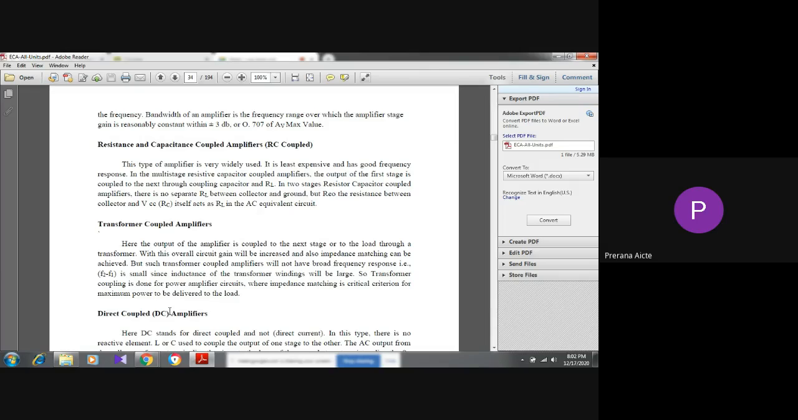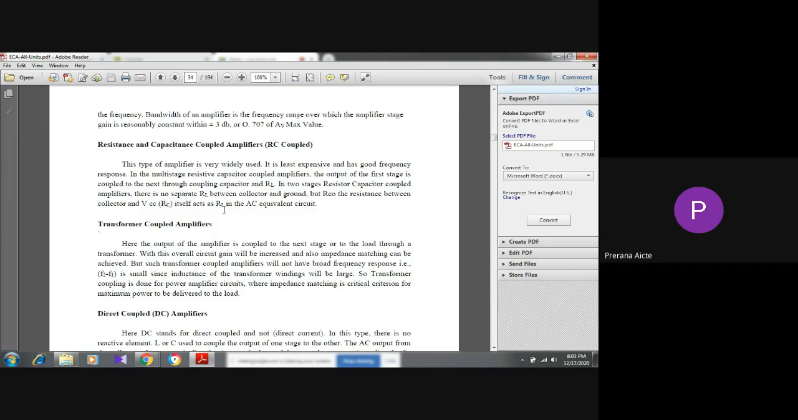And what are the points here? This type of amplifier is very widely used, it is inexpensive, and it has good frequency response. By using RC coupling, we may get a good frequency response. In the multi-stage RC coupled amplifier, the output of the first stage is coupled to the next through the coupling capacitor and RL. So this is the important point. In a two-stage RC coupled amplifier, there is no separate RL between collector and ground, but RC, the resistance between collector and VCC itself, acts as a load, and this RC acts as a load resistor.